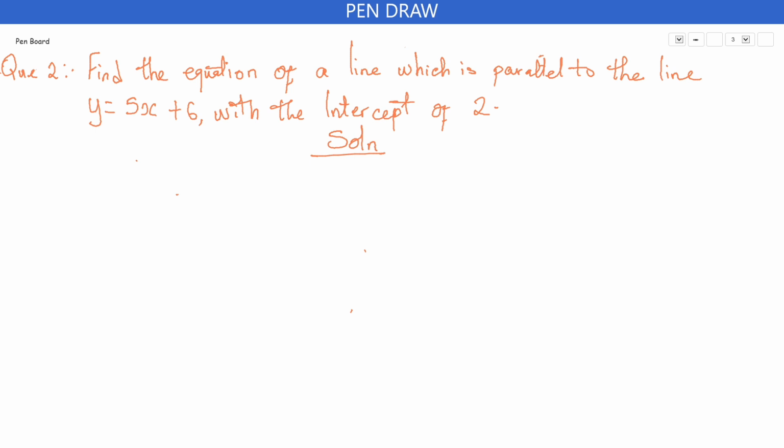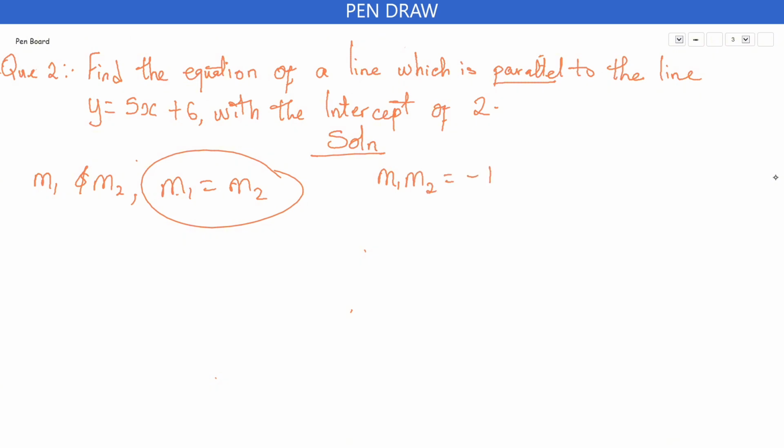The first thing to take note of is that parallel lines have the same slope. That means if you have a line with slope m1 and it is parallel to another line with slope m2, since they are parallel, m1 will be equal to m2. But what if they are not parallel? What if they are perpendicular? For perpendicular lines, m1 times m2 will be equal to -1. Do you understand?